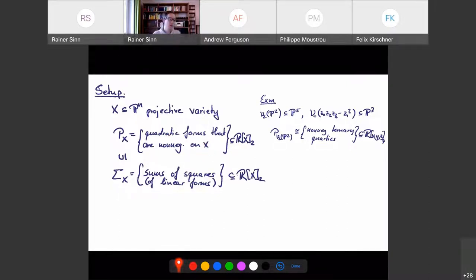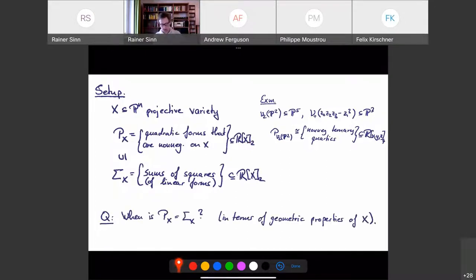There's many quadratic forms that restrict to the same function on x, because there might be quadratic functions that are identically zero. So this sum of squares is supposed to be understood as equal to this quadratic form modulo those that vanish identically on x, which form the ideal. And so this is the vector space of quadratic forms modulo those that are identically zero on x. So we'll see an example in a second. And then you can, of course, ask the question, when are the two cones equal as usual, right?